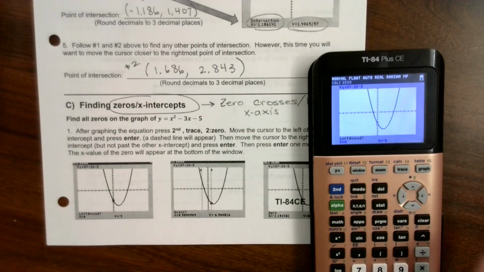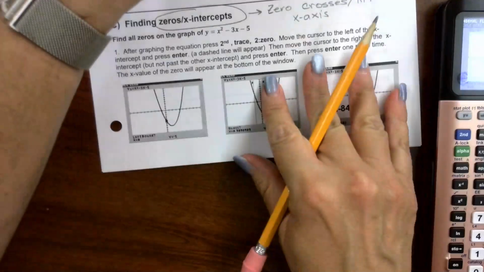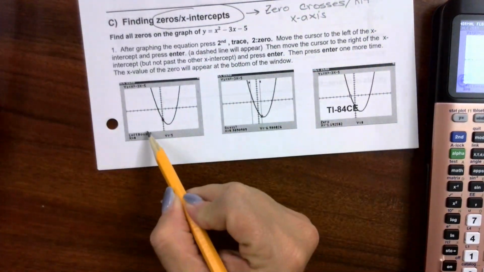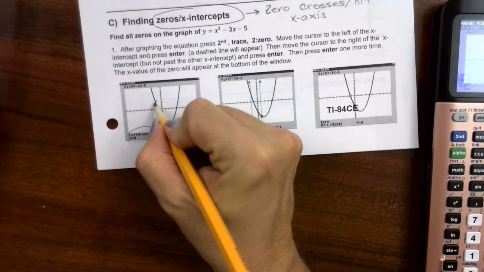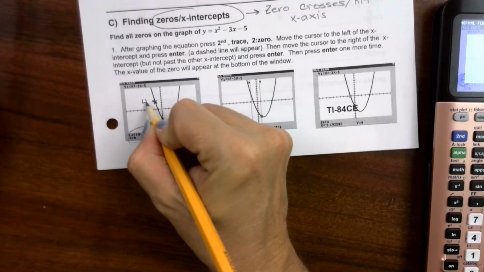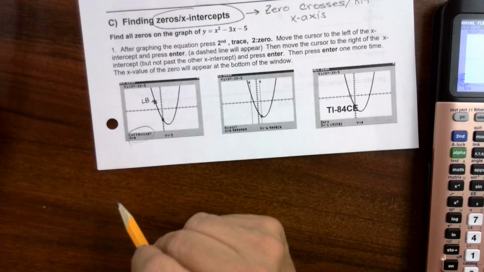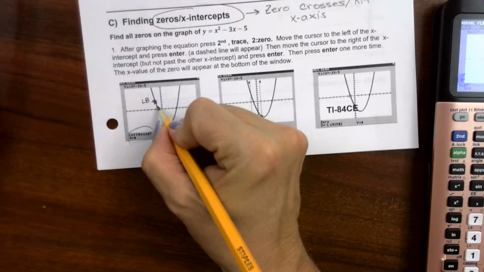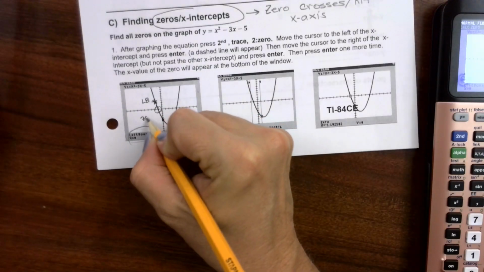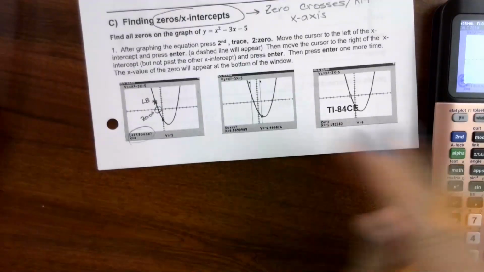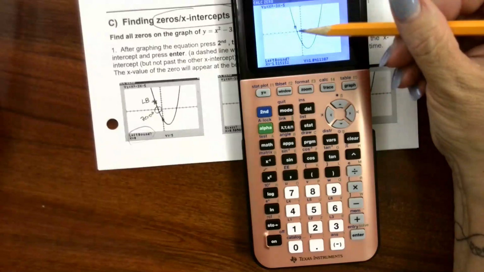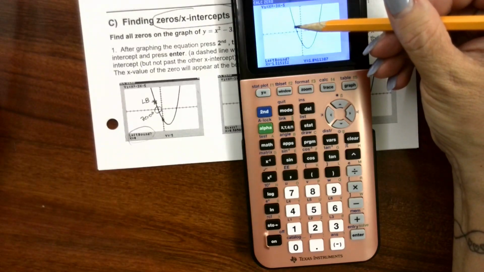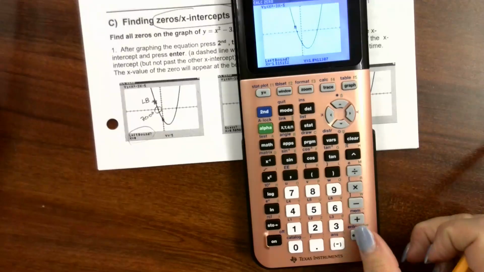Now, this can be tricky. So watch my graph here so you see how this works. The first thing that it's doing is asking for the left bound. The left bound means I'm going to find a point up here. This is going to be like my left bound. It's going to be to the left of my zero. This point right here is the zero. So I'm going to arrow over and I'm going to be to the left of the zero. So for this one, it means I'm going to be above the x-axis. And I'm going to hit enter.